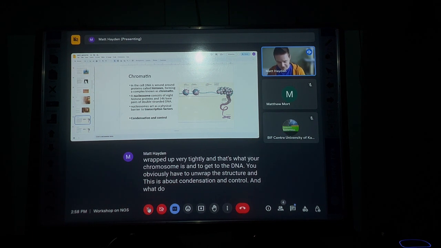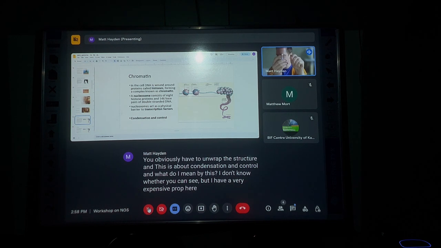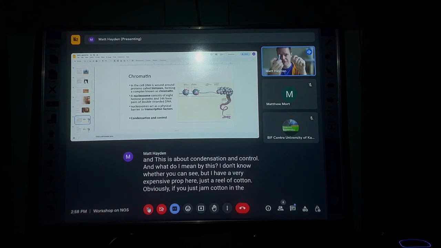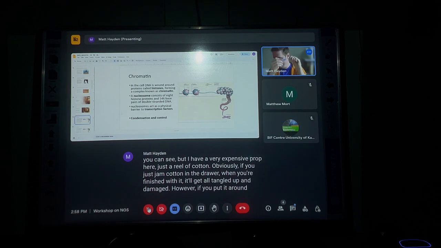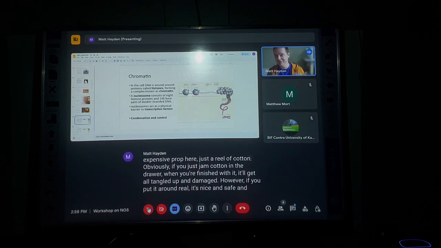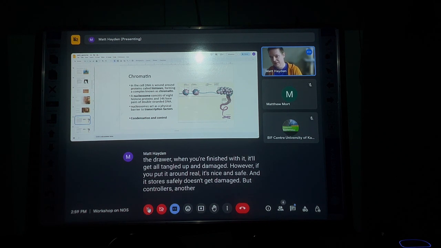And what do I mean by this? I don't know if you can see, but I have a very expensive prop here, just a reel of cotton. Obviously, if you just jam cotton in the drawer when you finish with it, it'll get all tangled up and damaged. However, if you put it in a reel, it's nice and safe, and it stores it, it doesn't get damaged. But control is another function.